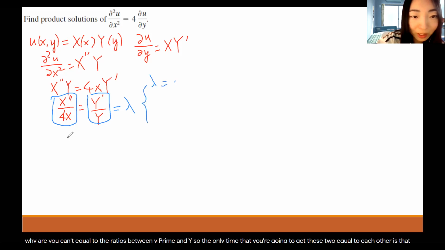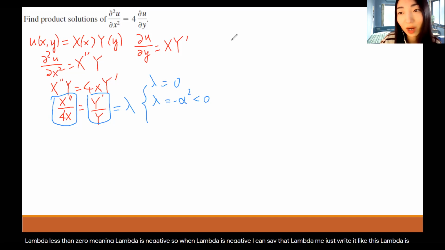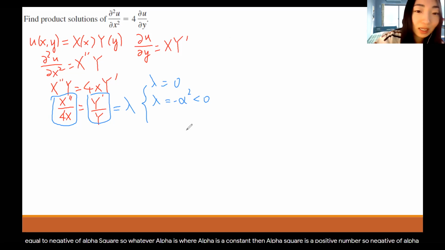You can either have lambda equals 0, or lambda less than 0, meaning lambda is negative. When lambda is negative, I can write lambda equal to negative alpha square. Whatever alpha is, alpha is a constant, so alpha square is a positive number, and negative alpha square is less than 0. Or lambda equals alpha square, which is bigger than 0. So there are only 3 different possibilities.